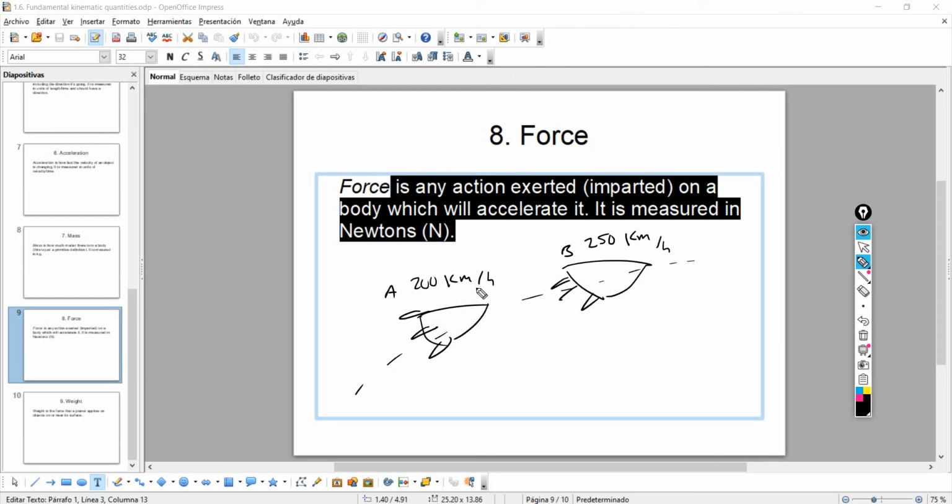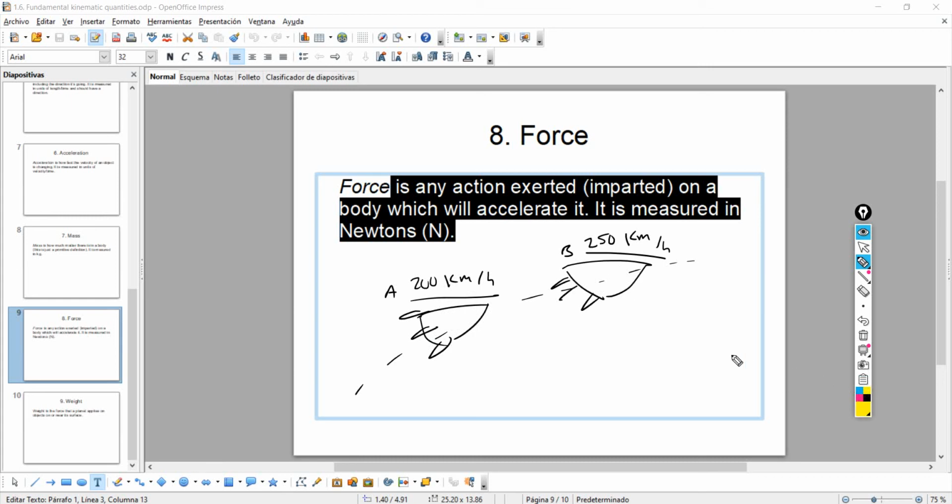So what can we observe? We observe that the spaceship changed velocity from this much to this much. That means clearly that the spaceship accelerated, right? Because it changed velocity. Whenever we change velocity, we are accelerating. Fine. Now you may ask yourself, what caused that acceleration? How could this spaceship go from this velocity to a greater one?